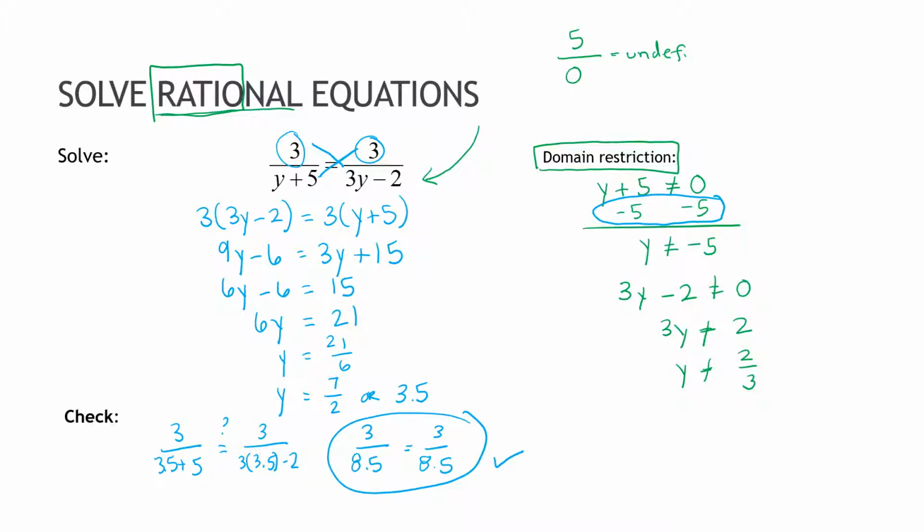Now, when I'm done, this is my solution, I always look back here and say, is my solution okay? Yes, it is, because 3.5 is not negative 5 or 2/3. So I have one solution, and that solution is 3.5.